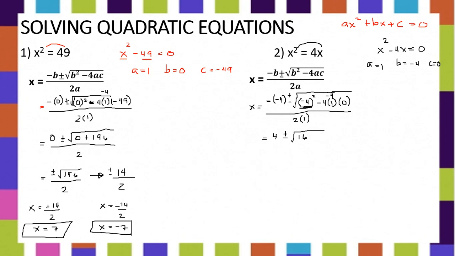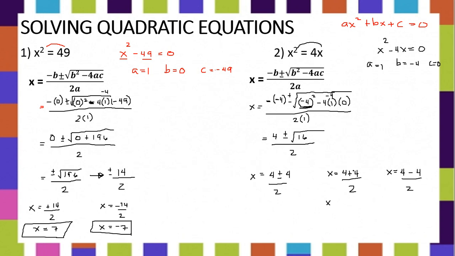Dito, negative 4 times 1 is negative 4 times 0, 0 na, so hindi ko na susulat. Yung baba na lang. 2 times 1 is 2. Ayan. So, ang x natin will be 4, positive, negative, square root of 16 is 4, over 2. Yung x natin is x is equal to positive 4 plus 4 over 2. Yung isang x natin is equal to positive 4 minus 4 over 2.